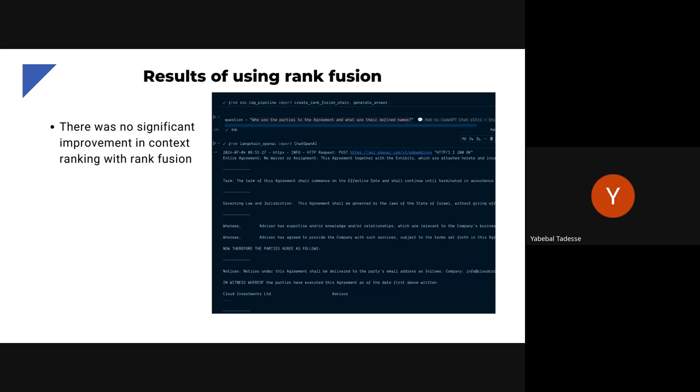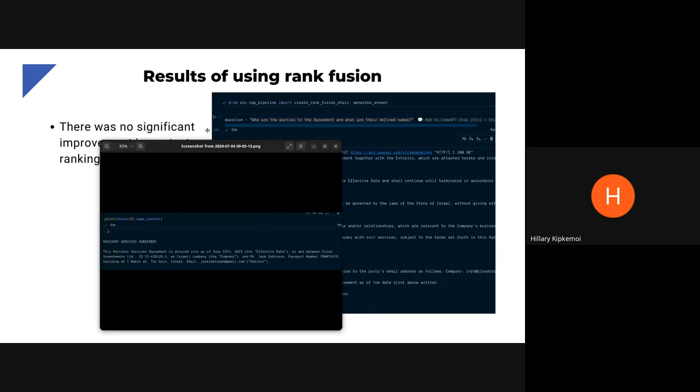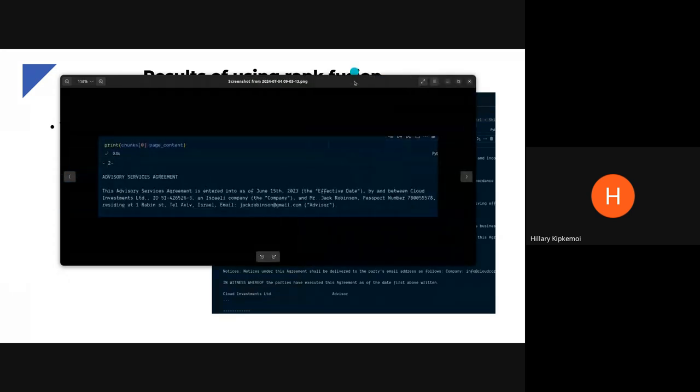Yeah, I'm sure. I confirmed with other embedding models. Can you show us what's supposed to be the context, the one that has the answer? Okay, yeah. This is the context. Let me zoom it in. This is the context that's supposed to have the answer to the parties to the agreement. So it was, as simple as, Cloud and Jack Robinson.